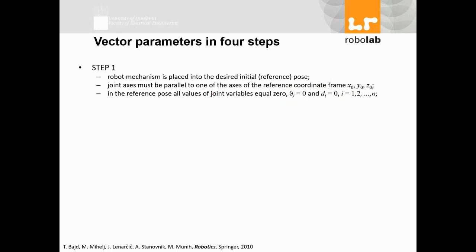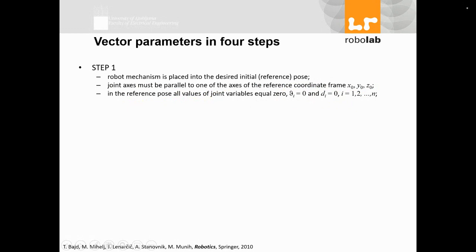It means your robot is in its initial pose, the original, before making any movement. Joint axes must be parallel to one of the axes of the reference coordinate system. So we consider our coordinate system. My robot joints and arms should be parallel with the coordinate system. And as I said, in the reference pose the values of the joint variables equal zero. You know that variables are those parts we change with movement, in terms of rotation or translation.